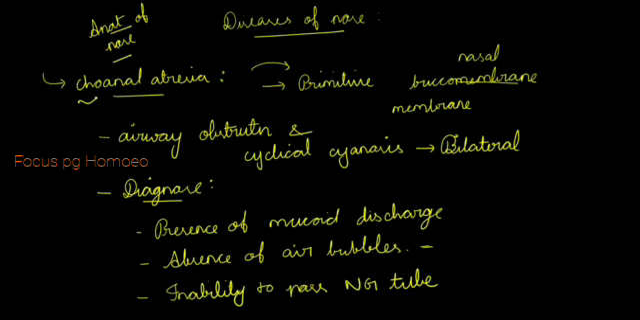So I am repeating, choanal atresia. It is because of the persistence of primitive bucco-nasal membrane. And here how we can identify, because of the airway obstruction and cyclical cyanosis. Mostly it is seen in bilateral and it is a life-threatening condition. Then comes the diagnosis. Presence of mucoid discharge, absence of air bubbles in the nasal discharge, and inability to pass the NG tube, that is nasogastric tube. This is how we can diagnose this condition. So let us move on to the next topic.